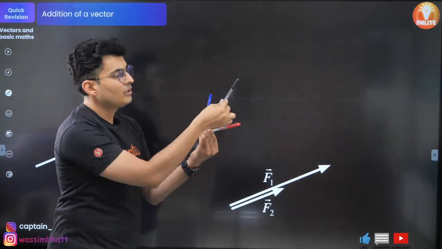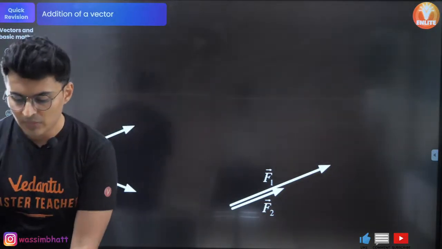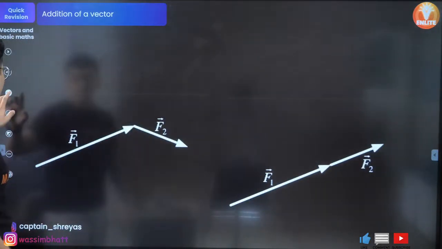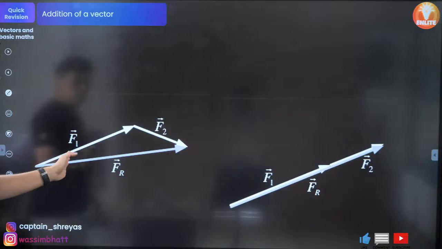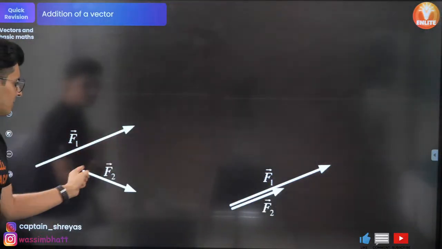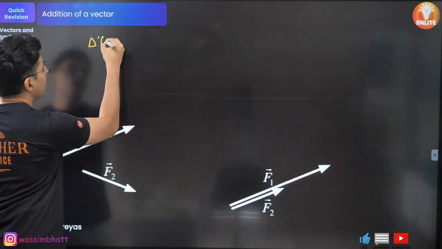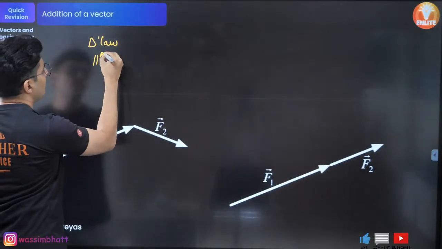From the same point, draw the diagonal, that becomes your resultant. Both ways are fine. That is basically your vector addition. So you can see right over here, that's the same thing. This is the triangle law of vector addition. This vector plus this vector is this vector. So you have both the laws, the triangle law and the parallelogram law.